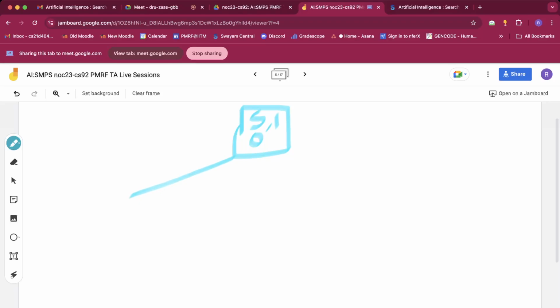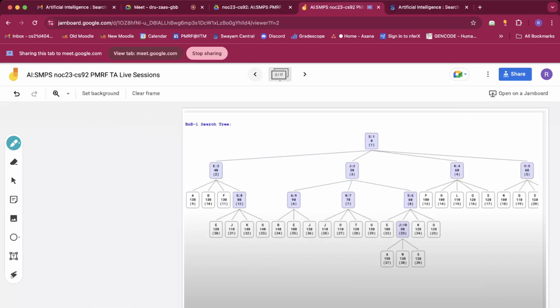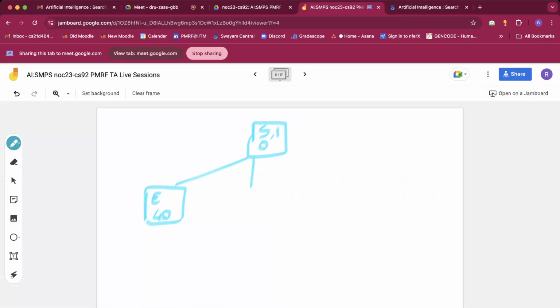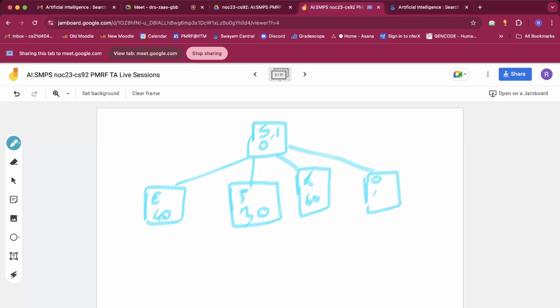Okay, so we will start with S again, 0, and visited first. We will have E with cost 40, J with cost 30, and K and O with cost 60 each. Okay, so till now our search trees are exactly the same. Again we will choose J next.